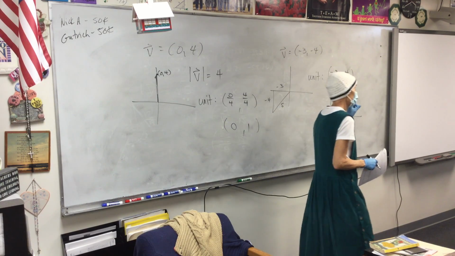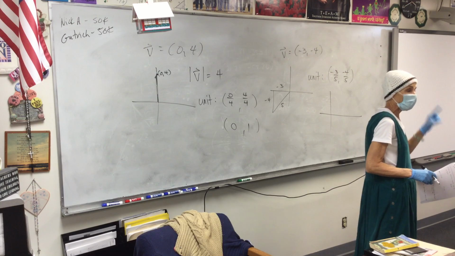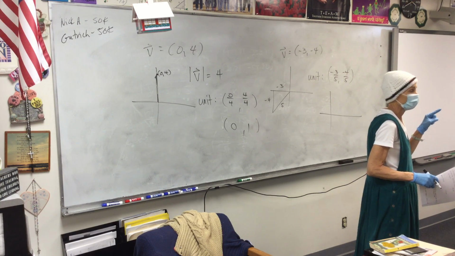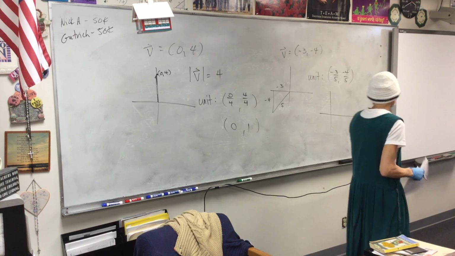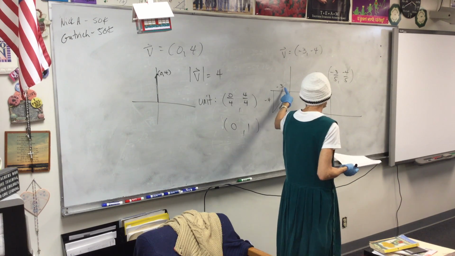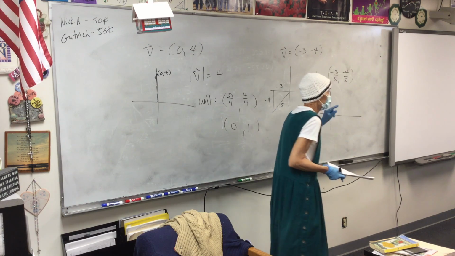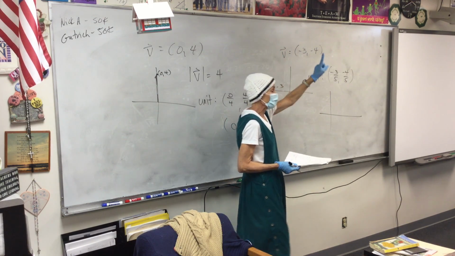So one more time, because we've got to remember this next week. How do we find a unit vector? What did you get? I don't know. What's 9 and 16? I added one, my bad. How do we find the unit vector?